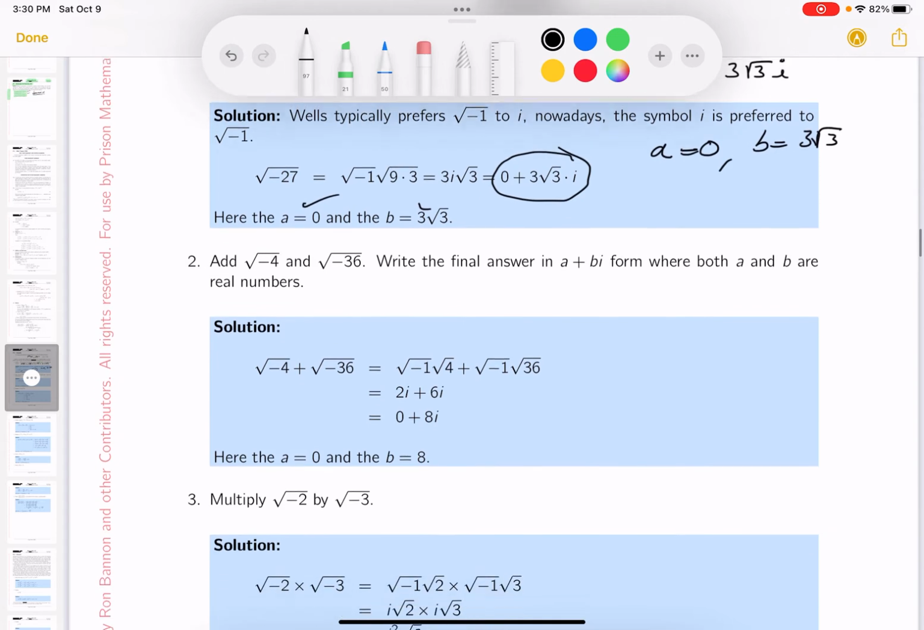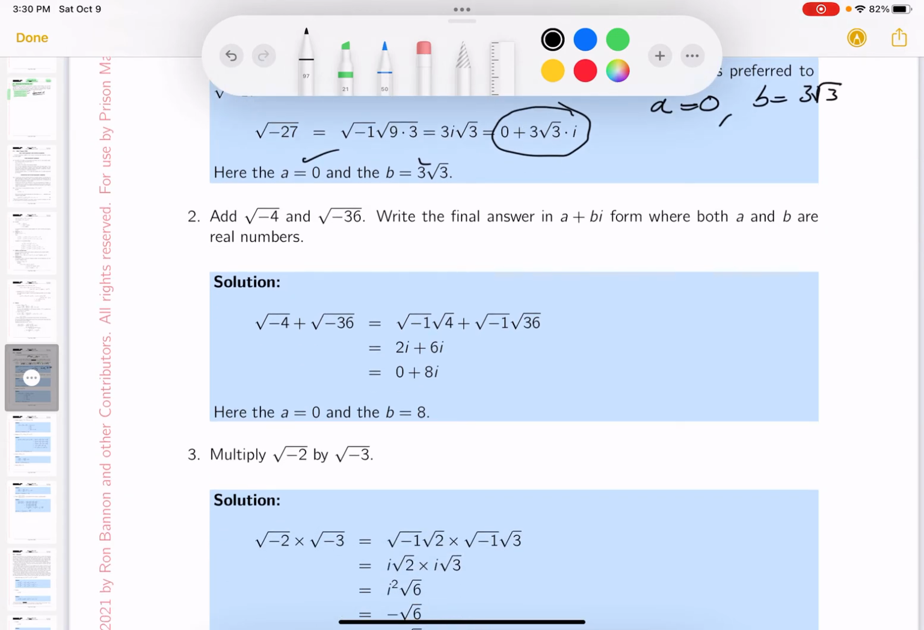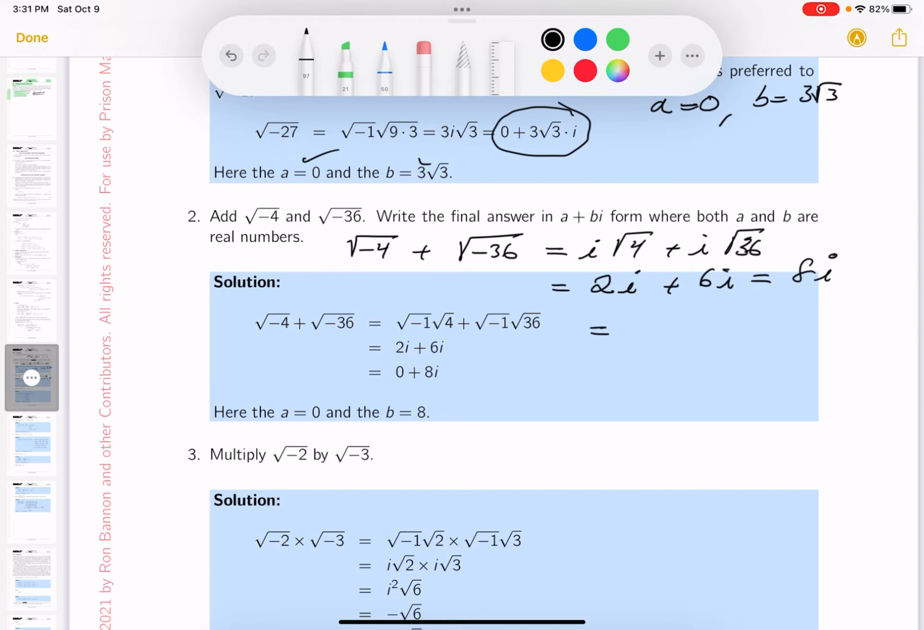All right, let's do the next one. The next one says add. Well, I got the root of -4. That's a problem for me. And I have the root of -36. And that's a problem for me. So again, I want to repeat this. You got to get that i done first. So i root 4, plus i root 36. The square root of 4 is 2, so that's 2i. And the square root of 36 is 6. This is 6i. How many i's do you have? 8 i's. All right, this is written as 0 plus 8i. A is 0, and the b is 8. All right? Let's do the next one.